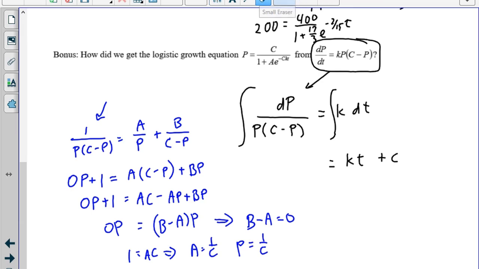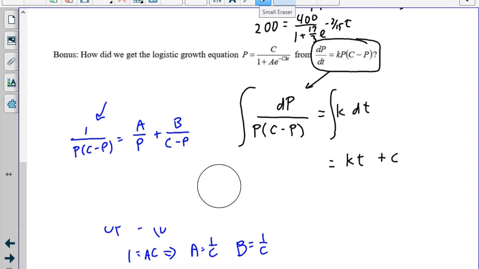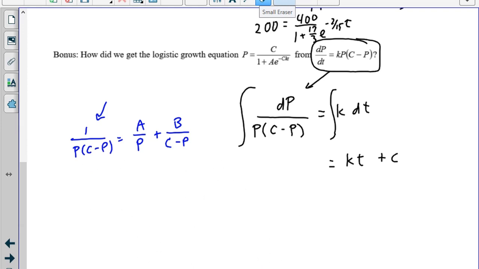So when I take a look at A and B, A and B are both equal to 1 over C. So after I do all of that mathematics, I end up with A and B being replaced with 1 over C.